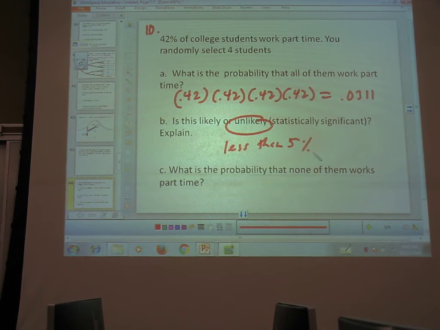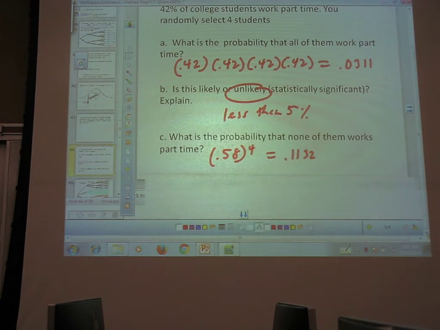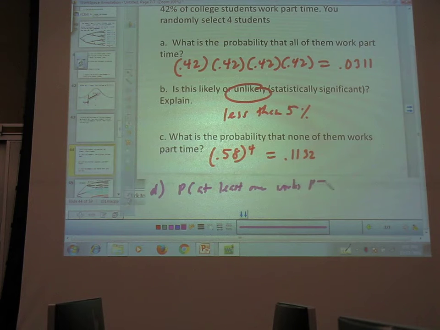What do you guys get for that one? So what's the probability that she does not work part-time? 58%. Great. And what's the probability you don't work part-time? 58%. So it's the probability that she doesn't, and you don't, and this other person doesn't. 0.58 to the fourth power. Yes, which is, what'd you say? 0.1132. Good. Now, what a lot of people got confused about was they were expecting at least one. So what's the probability that at least one works part-time?